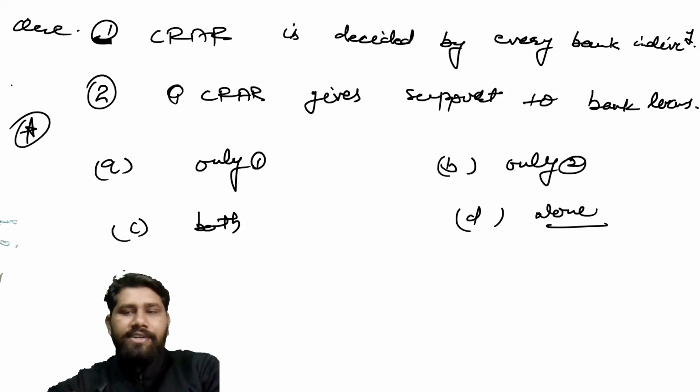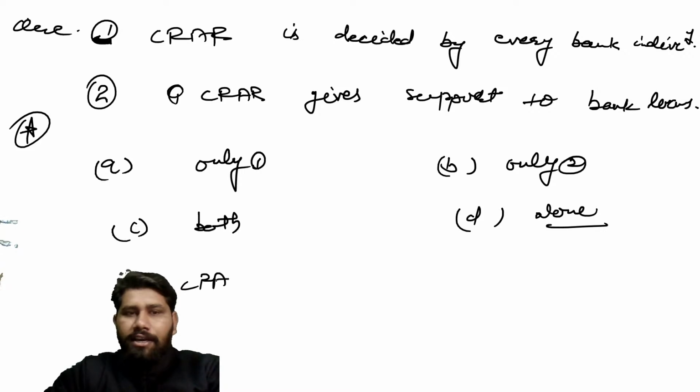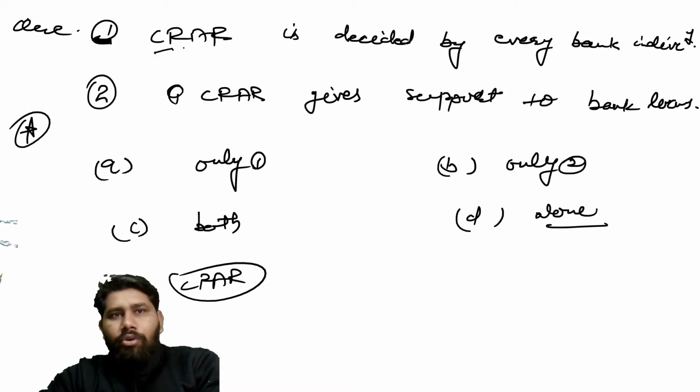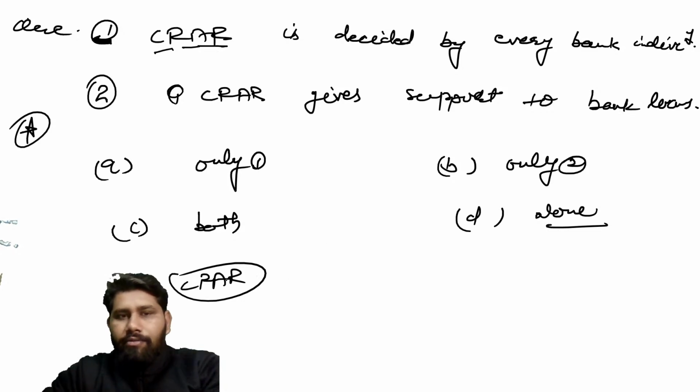Alright guys, let's start the discussion. What is CRAR? First, you should know the concept of CRAR. Try to know the full form: capital to risk weighted assets ratio, right? What exactly is this? This is risk weighted assets. What is risk weighted assets?